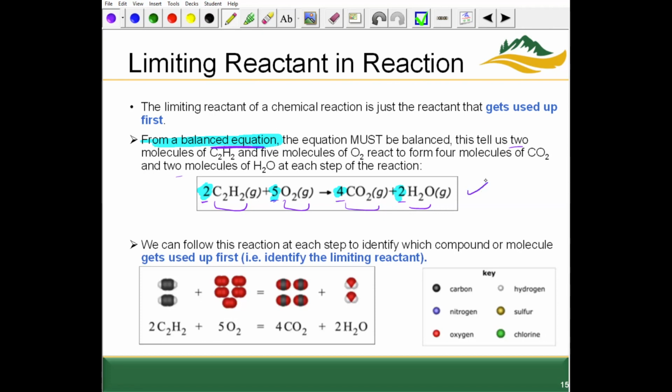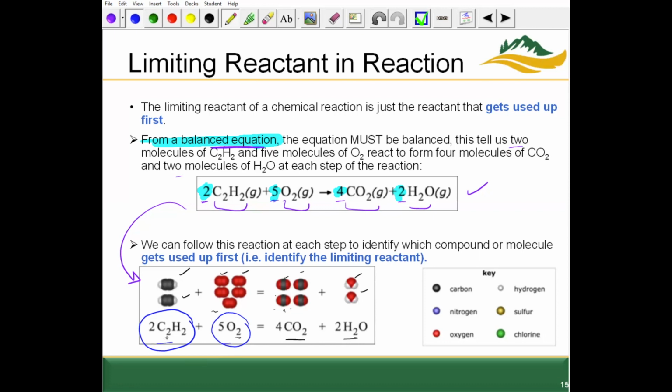Then from a balanced reaction, we can draw out a visual like this. So C2H2, there are 2 of them. O2, diatomic, there are 5 of them. Carbon dioxide, there are 4 of them. So carbon in the middle with these 2 oxygens, then water, H2O, so there's 2 of them. Then based on what we're told about how much C2H2 or how much O2 is present, again, whichever one runs out first is our limiting reactant.